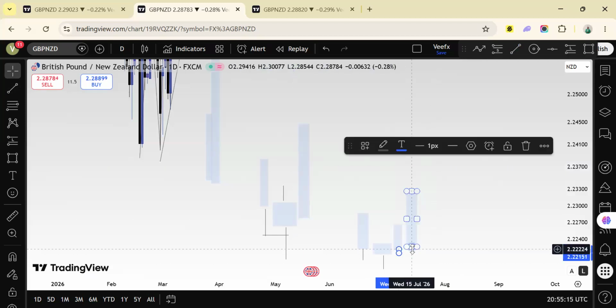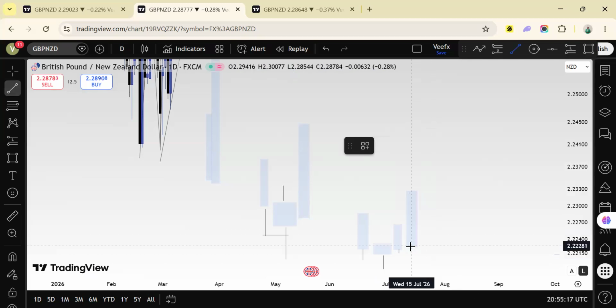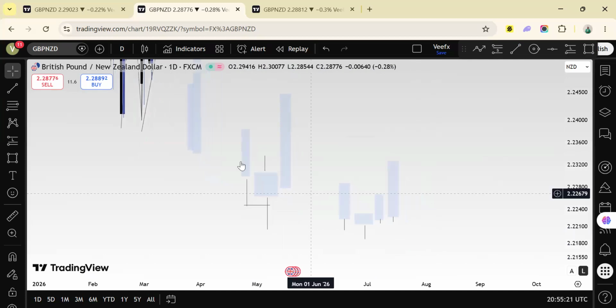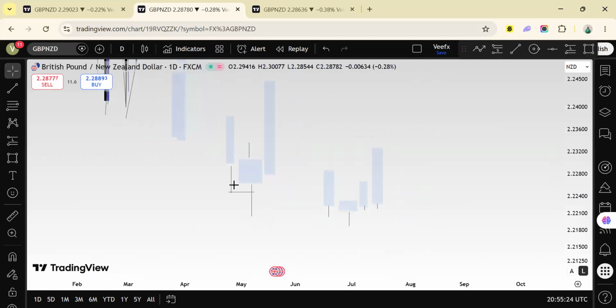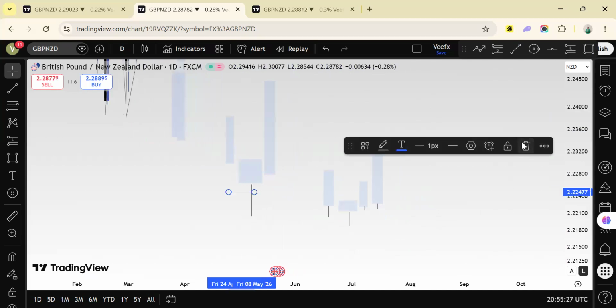This is also a morning star candle, a morning star order block, right? Like I said, sometimes it's made up of three candles, sometimes four candles, but this is how it looks, right?